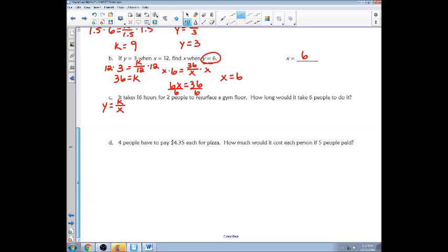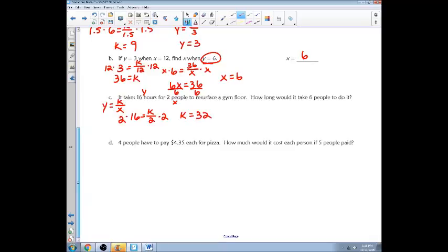So it says it takes 16 hours for 2 people to resurface a gym floor. Is the hours dependent on the number of people, or the number of people dependent on the hours? Well, the hours are dependent on the number of people, so that's my y. The people are my x. So I'd have 16 is equal to k over 2. Multiply by 2 to solve for k. K would equal 32.